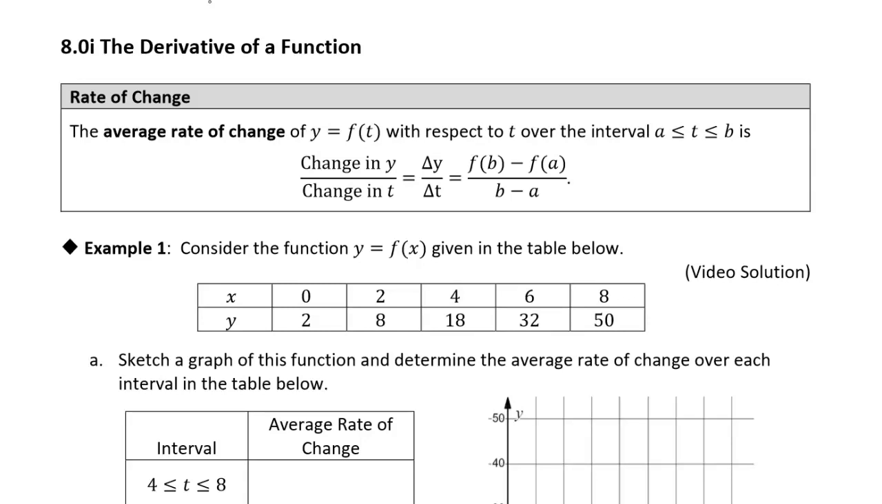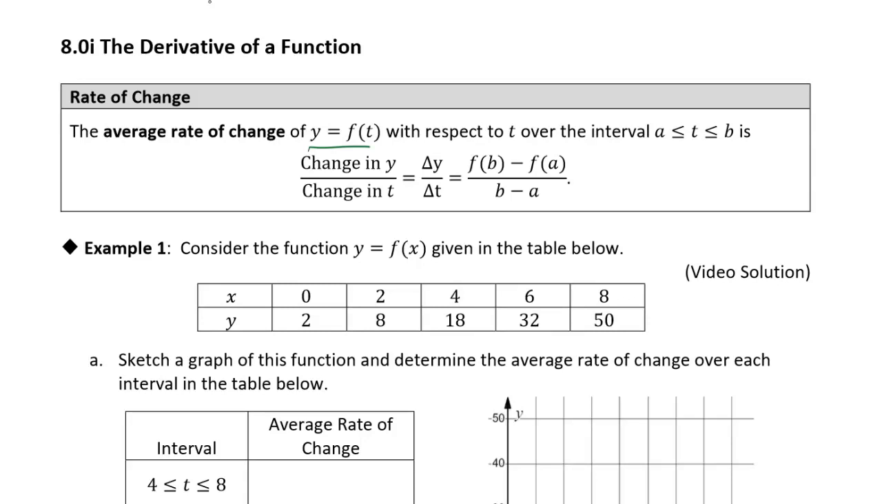So let's first of all look at the average rate of change. If we have a function, y equals f of t, then the average rate of change over an interval from a to b is just the change in y over the change in t on that interval. So it's delta y over delta t, which is essentially rise over run. So this is a slope. This is a slope calculation, but this function may be nonlinear. It may not be a line. So it's the slope of a line segment connecting those 2 points.